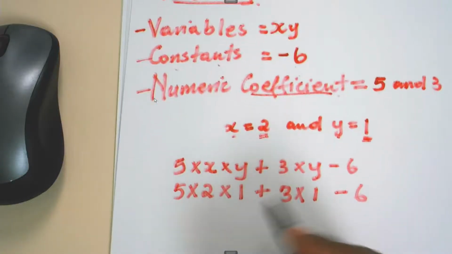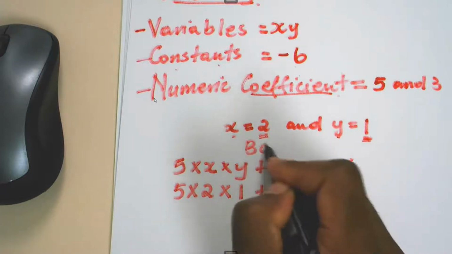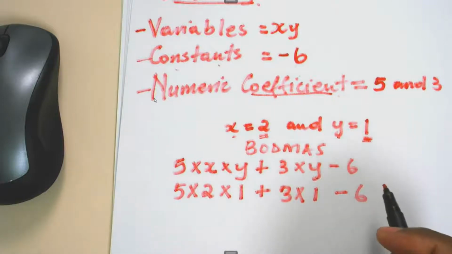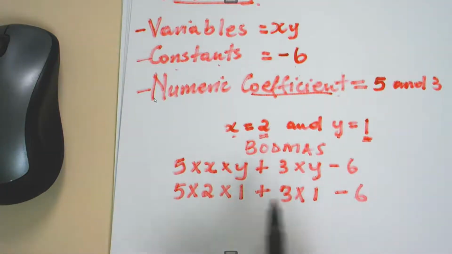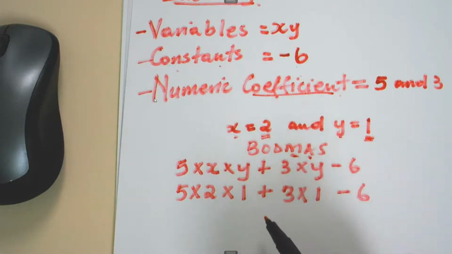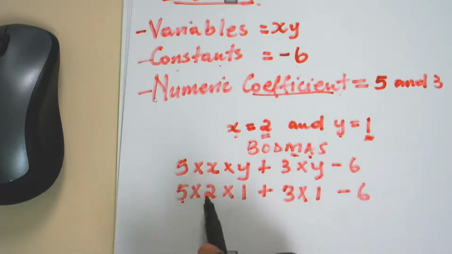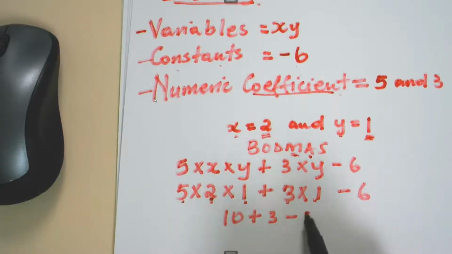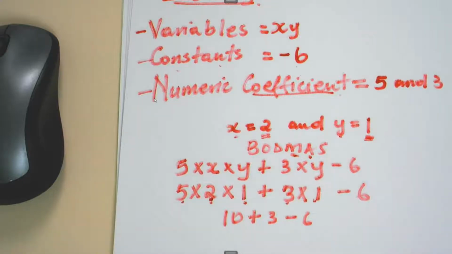Remember guys, again, BODMAS. Whenever we are supposed to calculate, we should not forget our lovely friend here, which is BODMAS. So BODMAS tells us that before we can add or subtract, we should start by multiplying, because M comes before A. So let us see. 5 multiplied by 2 equals 10. And then 10 multiplied by 1 equals 10. Plus 3 multiplied by 1 equals 3. Minus 6.